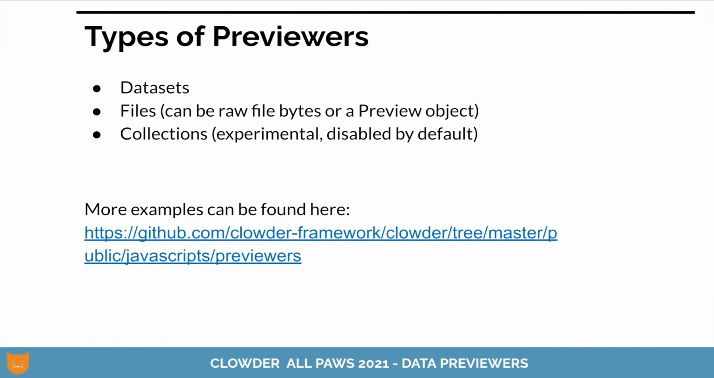As you've seen, we offer a few different types of previewers. We've shown dataset and file previewers, but I should note that file previewers actually have two distinct subtypes: raw bytes or preview object. Some file previewers will work with the raw bytes of the file to render a preview every single time. For larger files, where it isn't reasonable to read all the bytes so often, the previewer can actually create a preview object in the database that stores a subset of the derived preview data. We also have experimental support for previewing collections of datasets, but this is currently disabled in the UI.